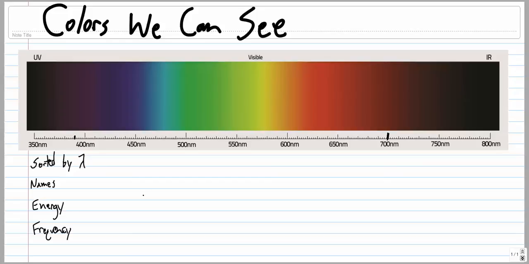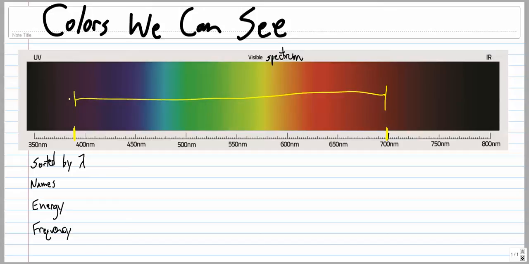This image is a spectrum. A spectrum is a range of things, so we call this the visible spectrum. And it goes from around 390 nanometers to about 700 nanometers. So my eye, or you and I, we can see things from here to about here.